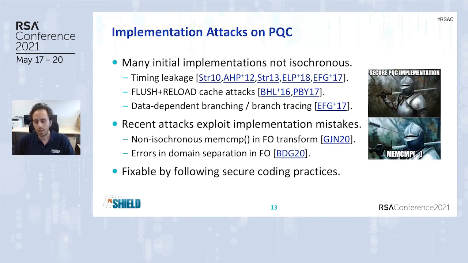For example, ensuring that no leakage is present from data-dependent branching, which could have been caught by using tools like CT grind. And we've also seen recent examples of implementation attacks on the Fujisaki-Okamoto transform, which is used in most, if not all, post-quantum schemes. One of the attacks exploits the use of a non-constant time comparison, and another one looked at errors in the domain separation of that operation.